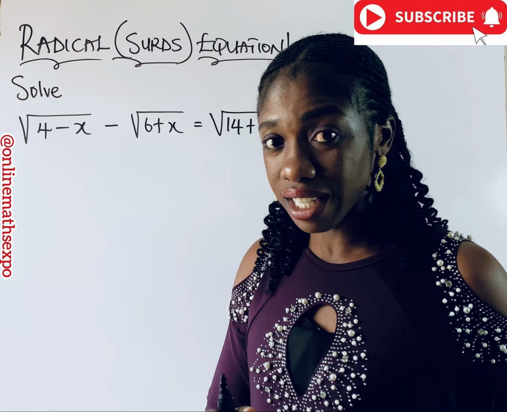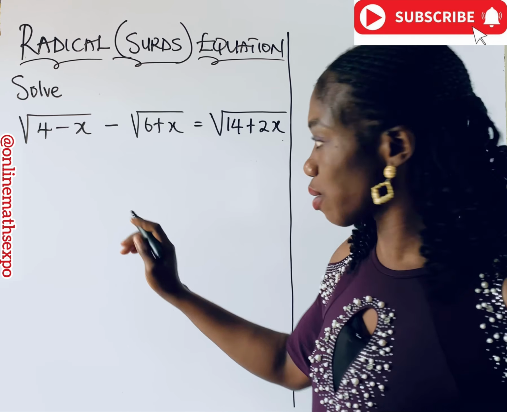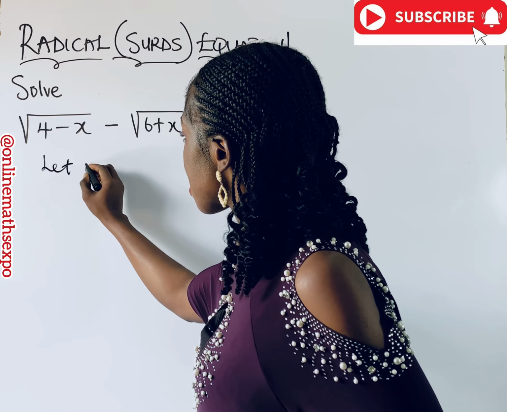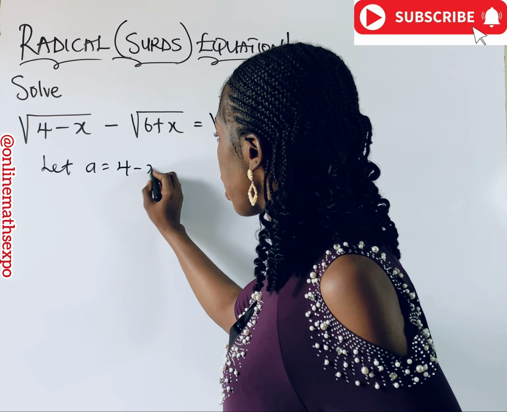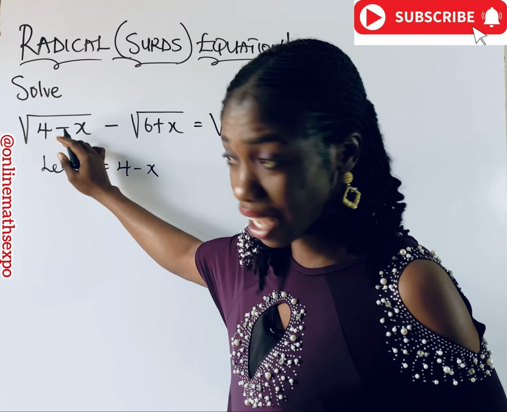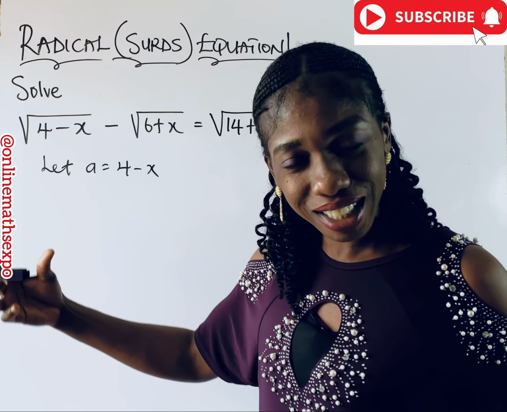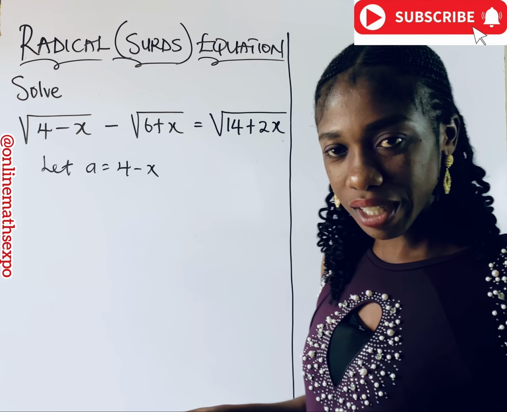What we need to do is reduce this. Let's use a letter to reduce this. In that case, we can say, let A equal 4 minus x. That's this radicand. We call the value inside the radical sign the radicand. This is the radical sign. If you want to learn more about radicals, I will leave the link in the comment.